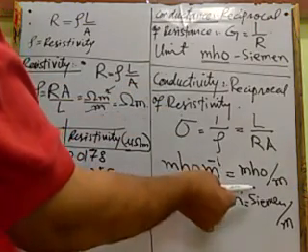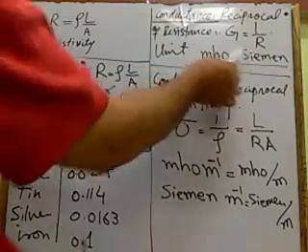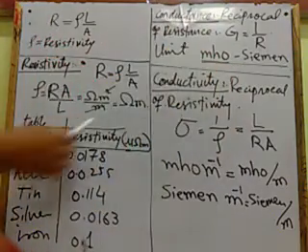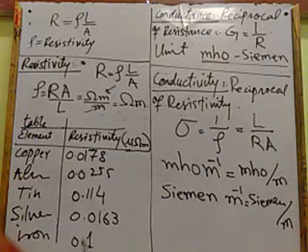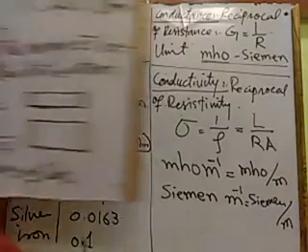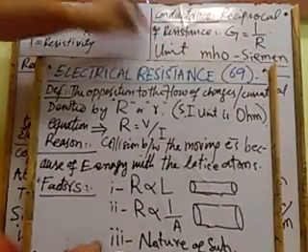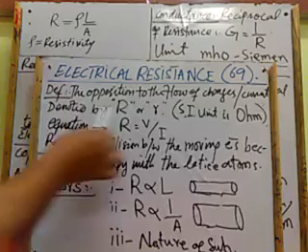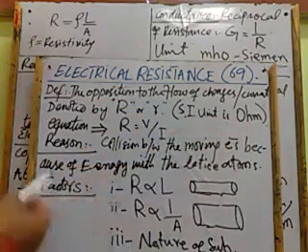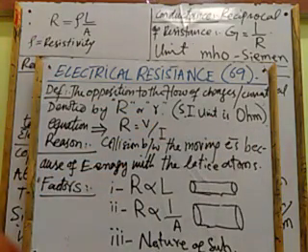We can use both of them. This is the unit of conductance. This is the unit of resistivity. And the unit of resistance is ohm. So that's all about the topic of electrical resistance, and some related terminologies: resistance, conductance, resistivity, conductivity.